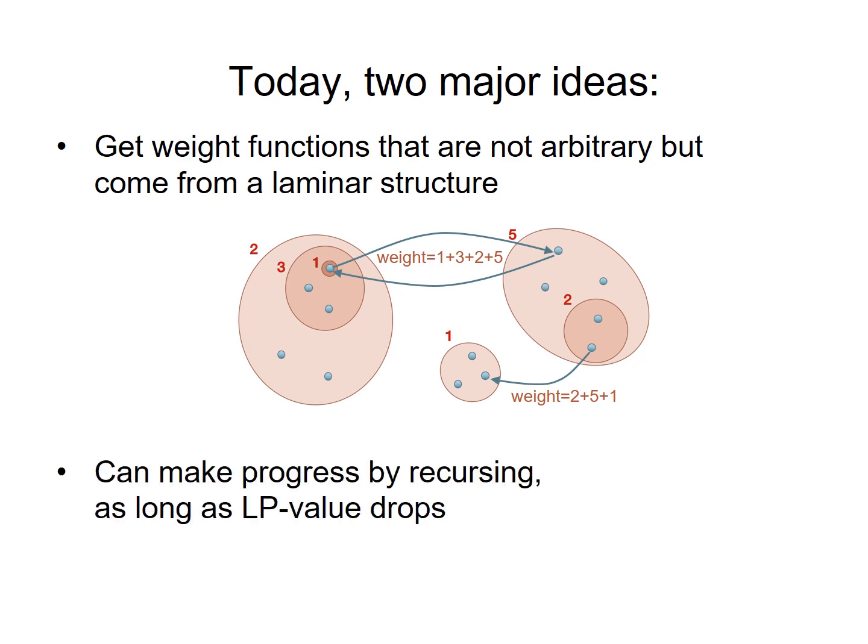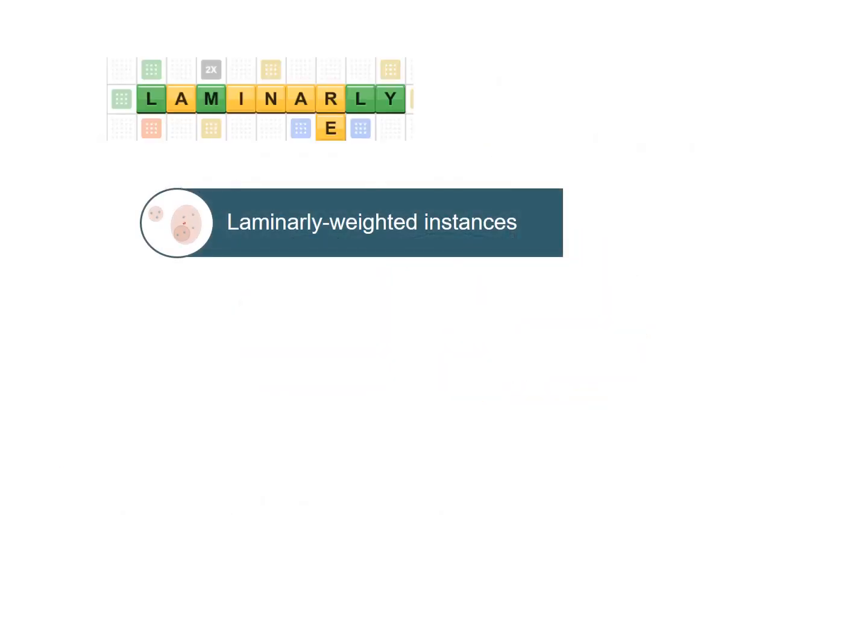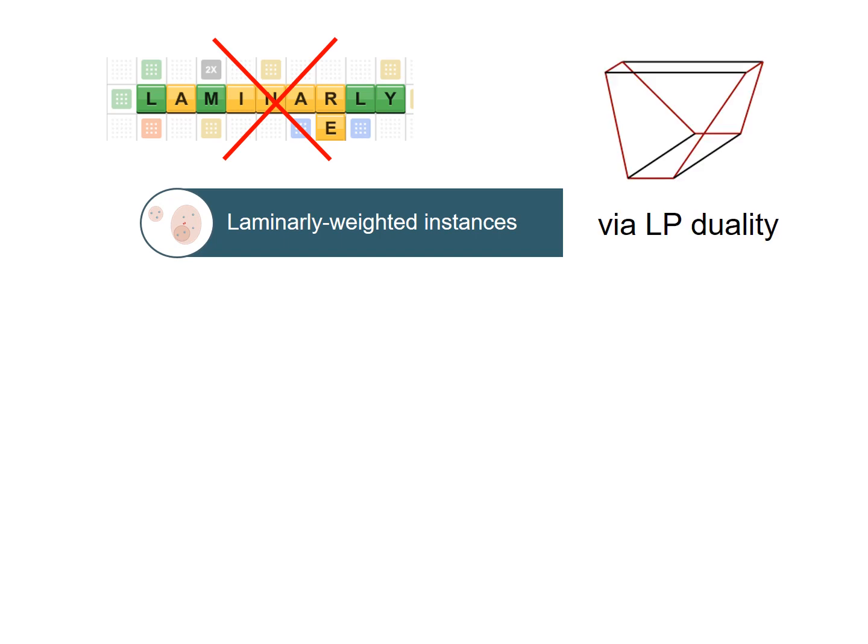And then the second big idea that I will show you today is that we can make progress by recursing. So you can freely, not freely, but you can recurse as long as your LP value drops when you recurse. Okay. Just some points that I will make clear later also. Okay. So the first thing will be a reduction to what we call laminarly weighted instances. And this proceeds via LP duality.